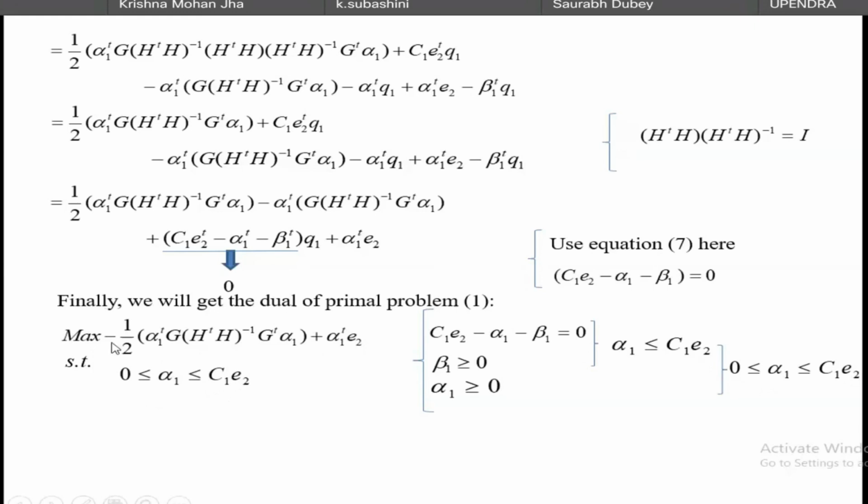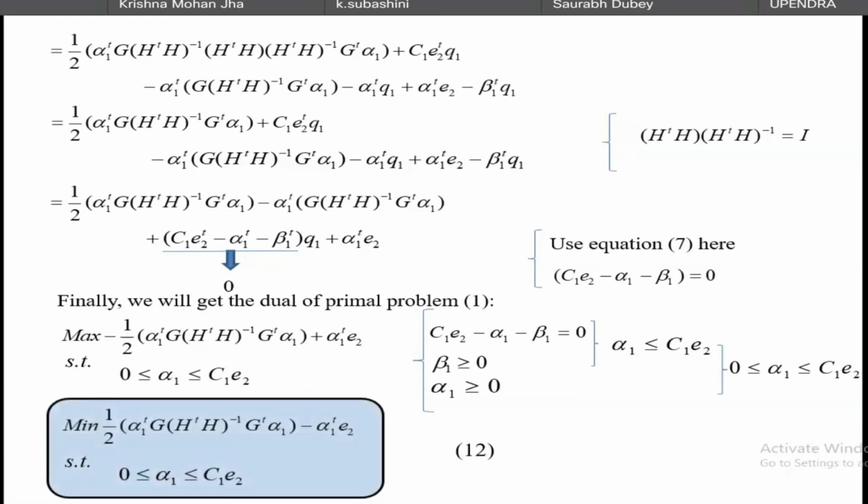So we can write it in the minimization form. We just multiply with minus. So you will get minus 1 by 2 alpha 1 transpose G H transpose H inverse G transpose alpha 1 minus alpha 1 transpose C2.